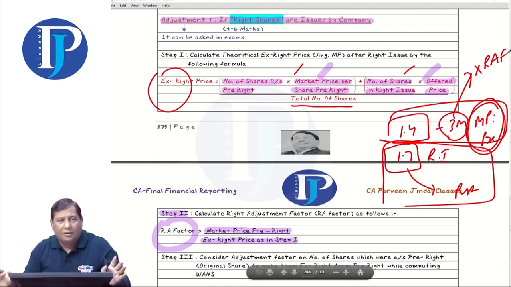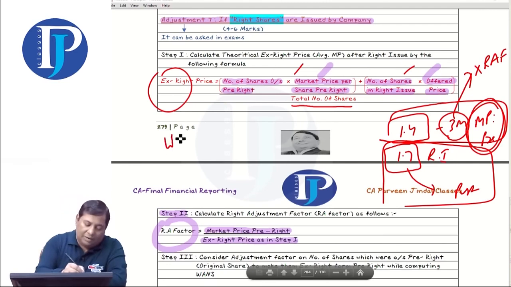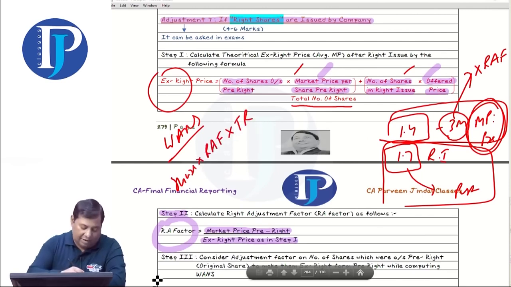We have understood this. The first step is to get the ex-right price. Second is the RA factor. We adjust the number of shares in the weighted average when we calculate it. So we will multiply the number of shares by the RA factor and then apply the time factor.